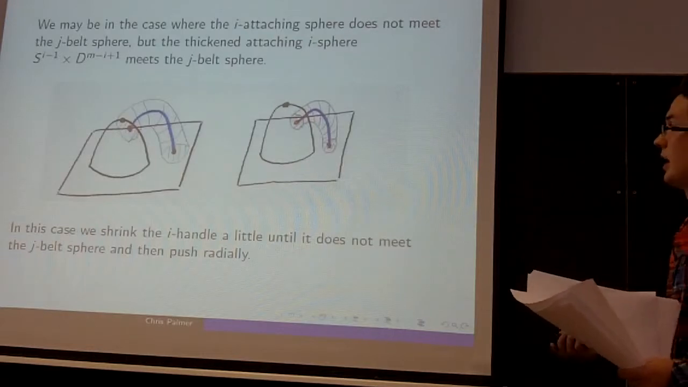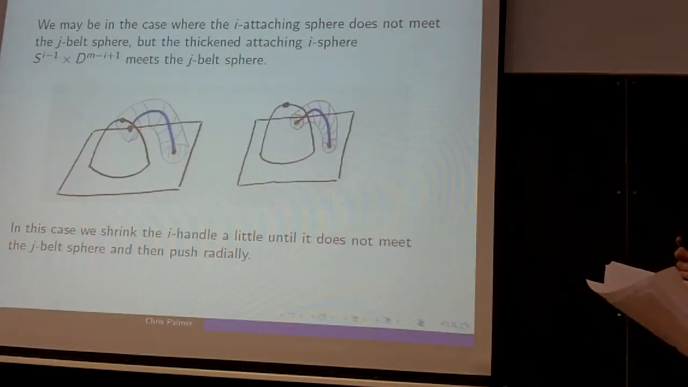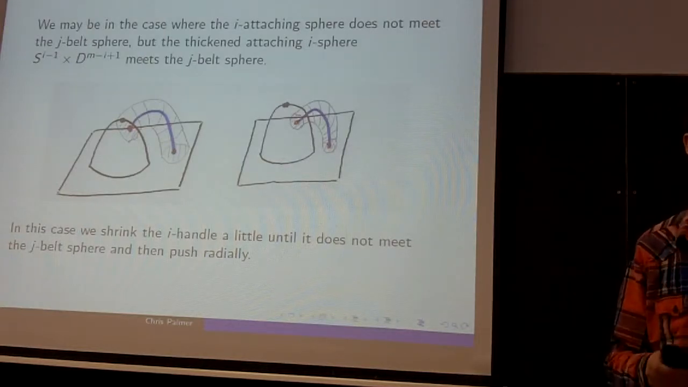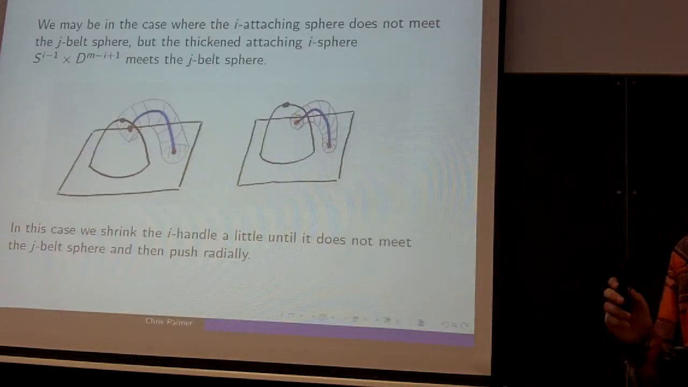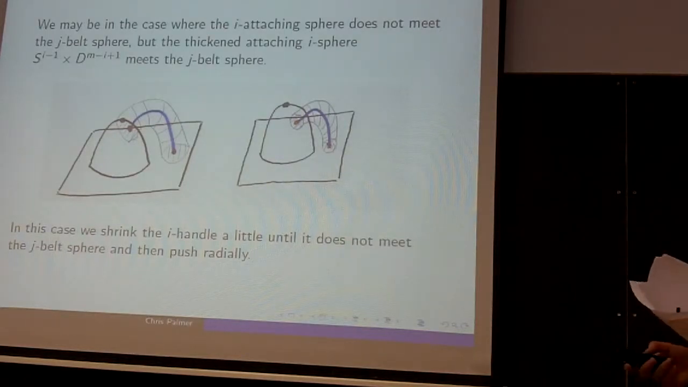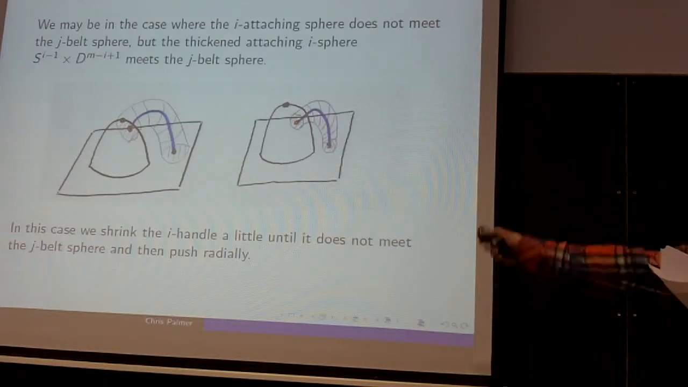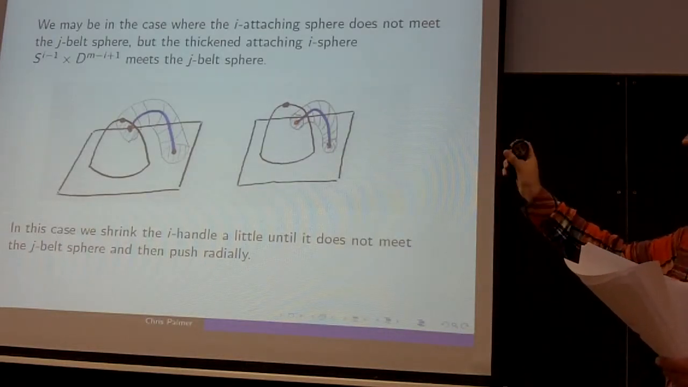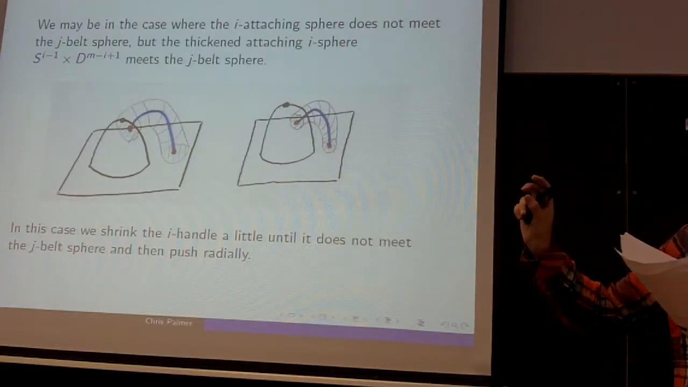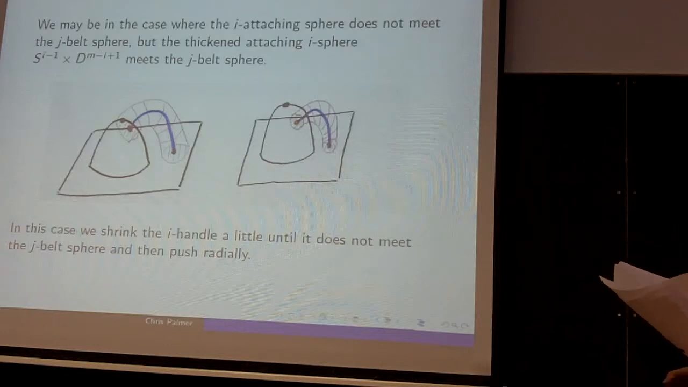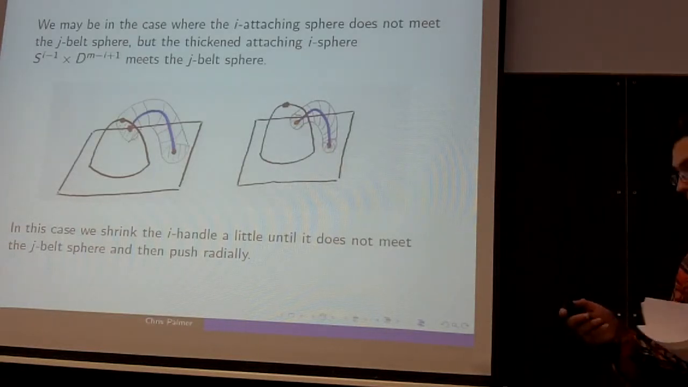So there is a slight caveat. You have to be careful that not only does the attaching sphere of the I handle miss the belt sphere of the J handle, but also it could be that when you thicken the attaching sphere of the I handle, it still meets the belt sphere of the J handle in this picture, in which case what you can do is solve this by slightly shrinking the I handle so that the thickened attaching sphere is disjoint from the J belt sphere and then pushing radially.